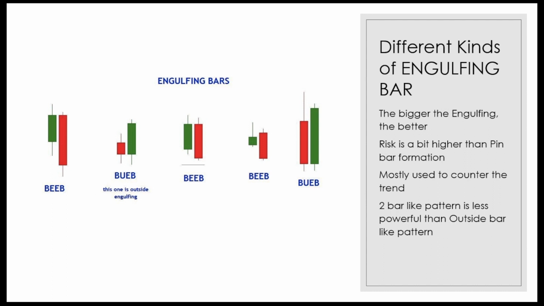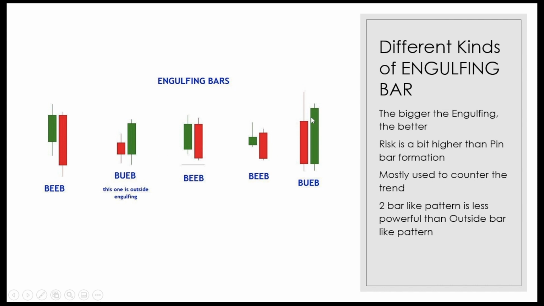So if you get an engulfing bar from a support or resistance level, it will help you make a great amount of profit from the market. An engulfing bar is mostly used to counter the trend rather than going with the trend like a pin bar. So if an engulfing bar is bigger than the previous bar, the bigger it is, the better.